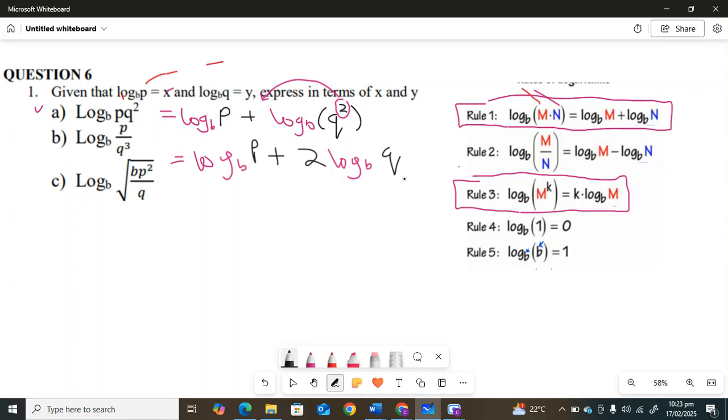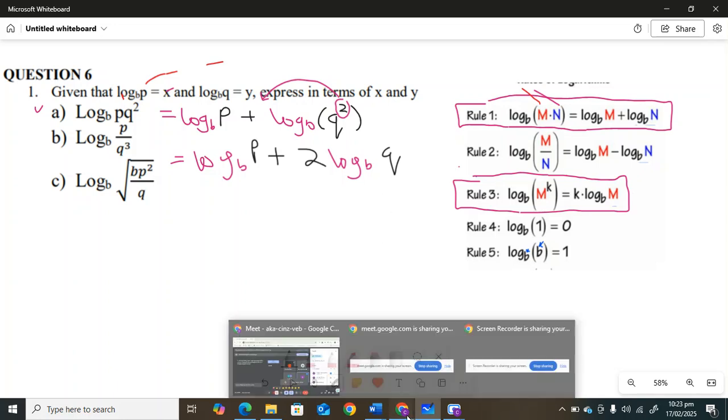Log b q. As I said, with logarithms, whenever you see a power, just remember that power. Okay, just hold on.